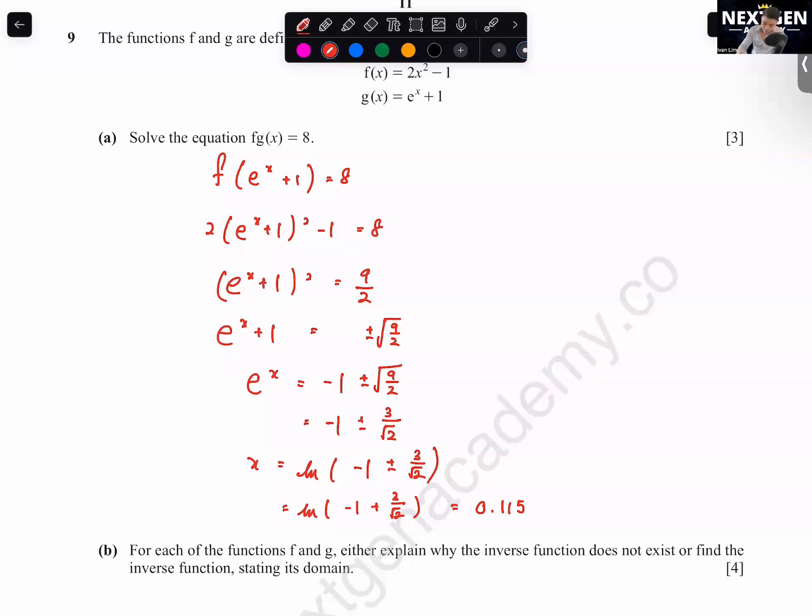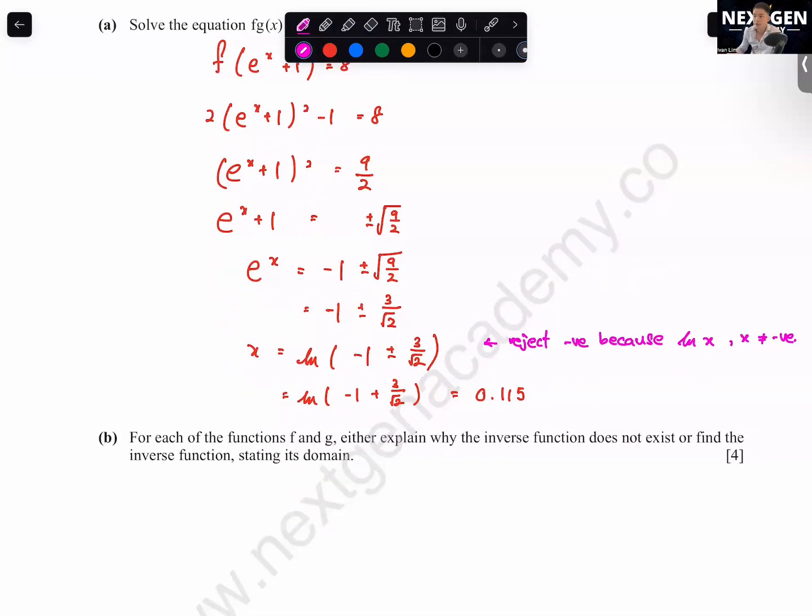Yeah, ln cannot be negative. So reject negative because ln x cannot be negative. Okay, question B. You use the quadratic formula but still get the same answer. Can. Can do also.